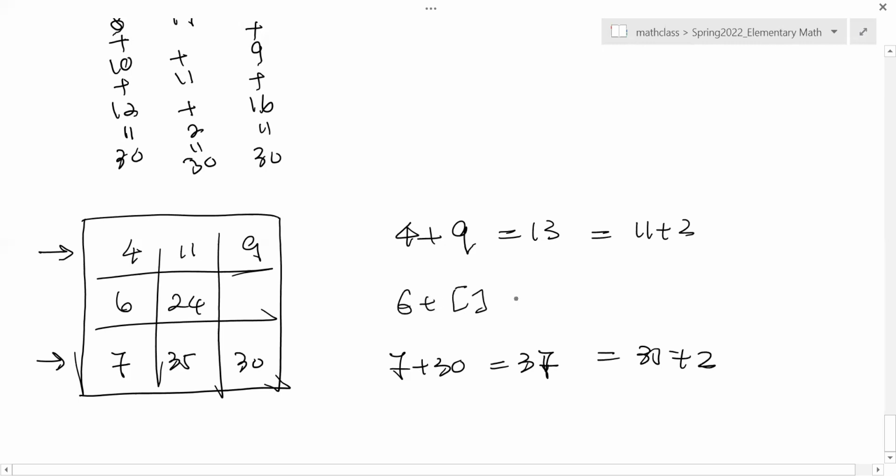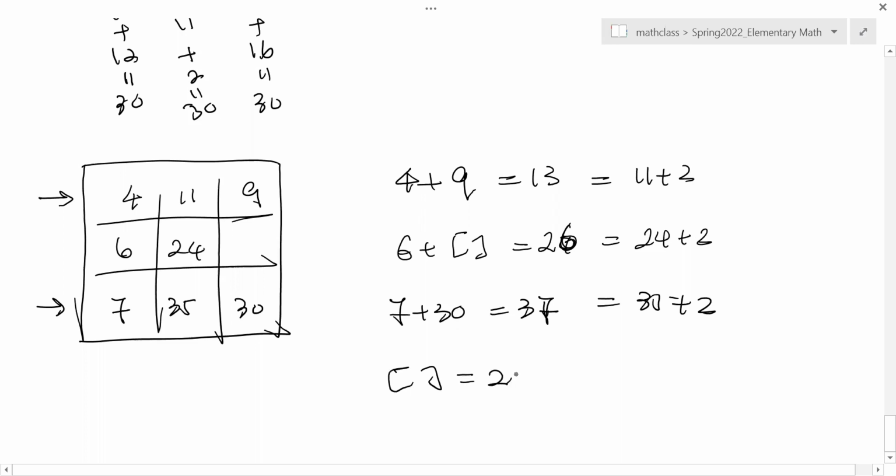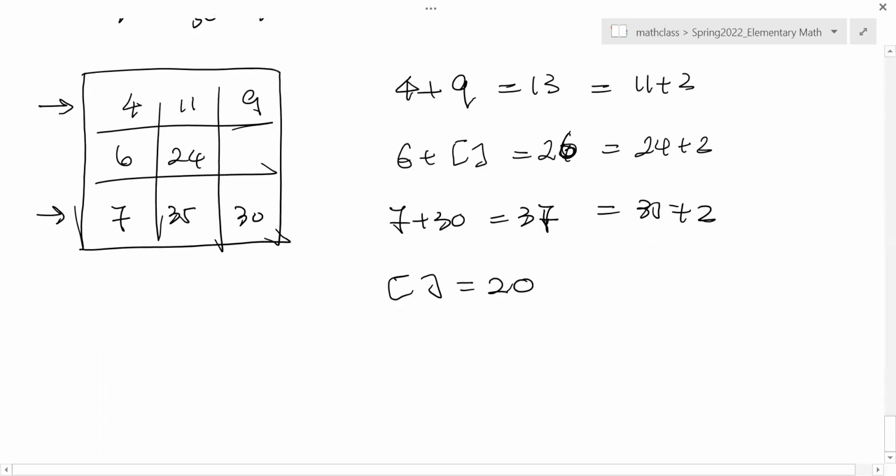6 plus some number should be 24, but not the 24. We should get 24 plus some number. It's 26, right? You should get 26 because the middle number plus 2. So that's why the missing number is going to be 20. All right, that works. It's a little bit complicated. All right, so we're done with finding missing numbers. Now let's try to do some computation, find some new patterns.